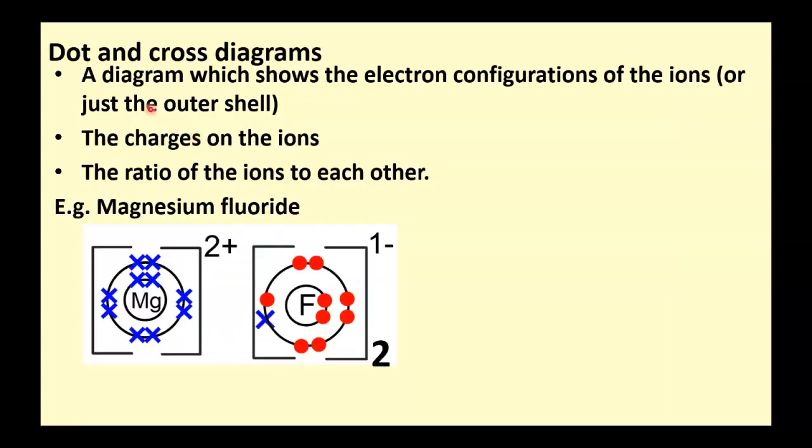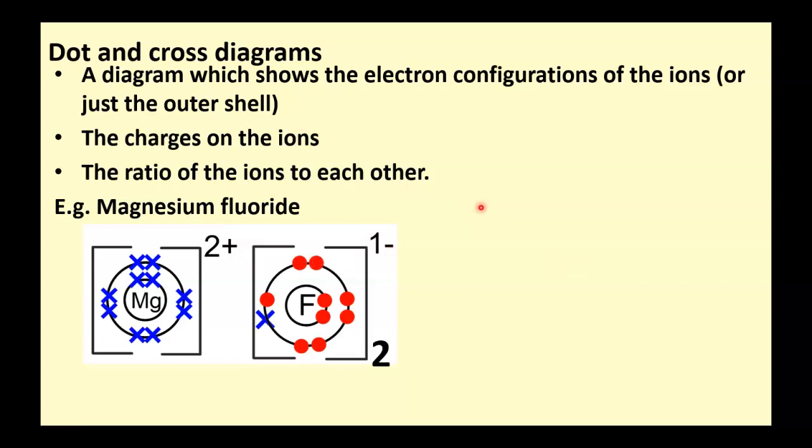So a quick recap: the diagram shows the electron configurations of the ions, the charges on the ions, and the ratio of the ions to each other. So how do we generate this diagram?